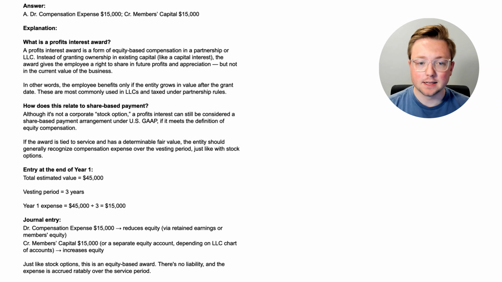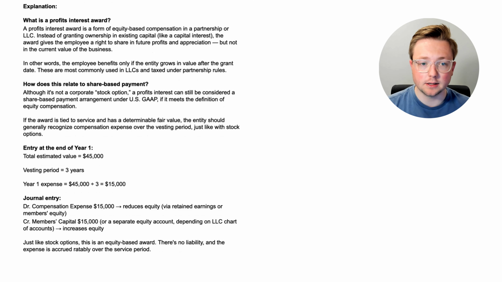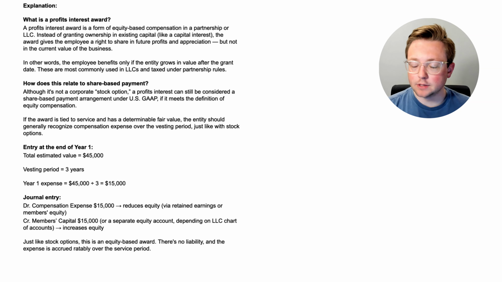The answer is A. You debit compensation expense for $15,000. You credit members' capital for $15,000. So this is pretty similar to what we've seen so far. So let's scroll down just a little bit so we can see the explanation a little bit more easily. Okay, what is a profits interest award? That's something that we need to understand because this is a kind of smaller piece of this blueprint topic, but it's still something that you might see. So let's understand it here.